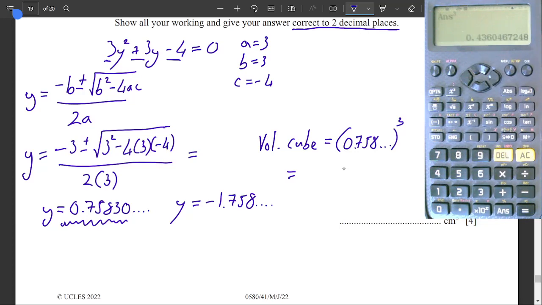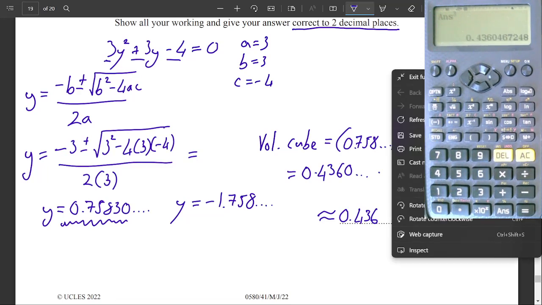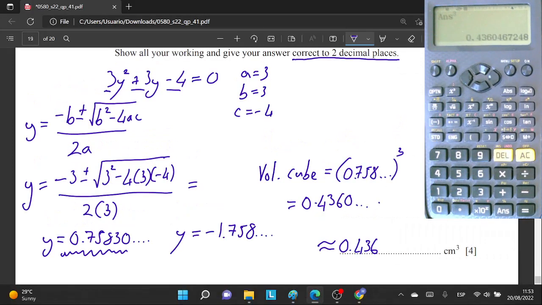0.4360, etc. And now we can, of course, round it to significant figures, only at the very end. And we've done it. Full marks.